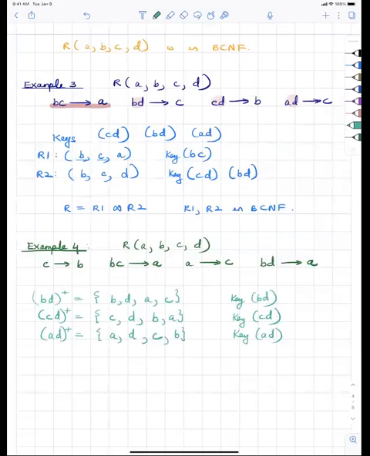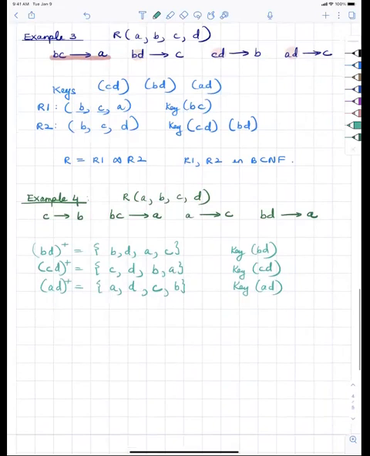BC, oh, BC goes to A, yes, that violates. BC goes to A, also A goes to C, C goes to B. And by the way, since we have A goes to C and C goes to B, that means A also goes to B. So there is that functional dependency: A goes to B also in there.